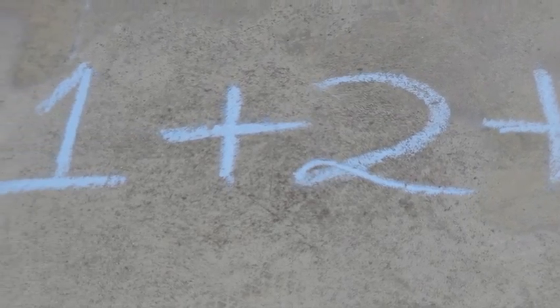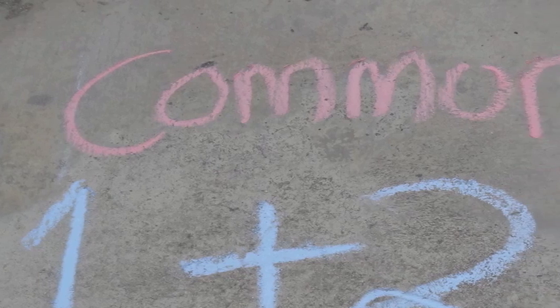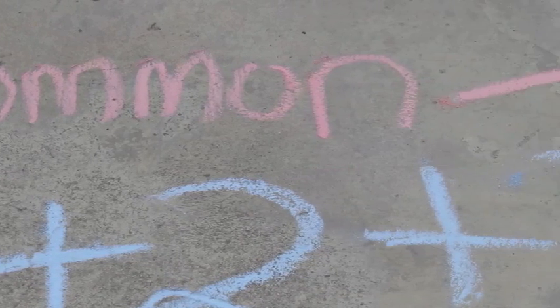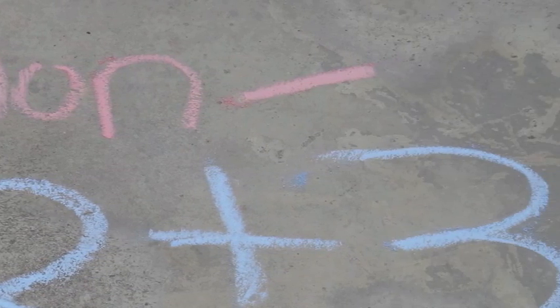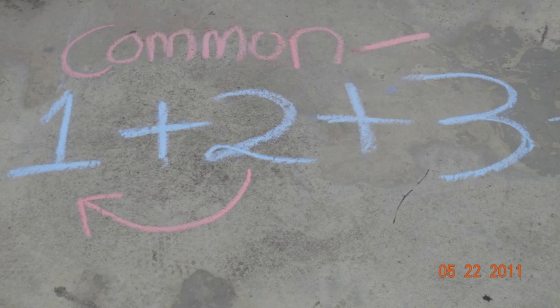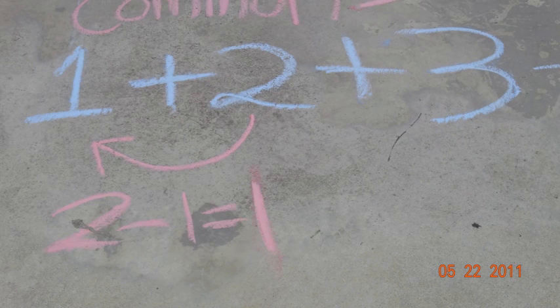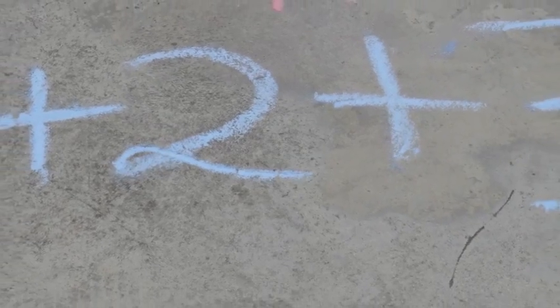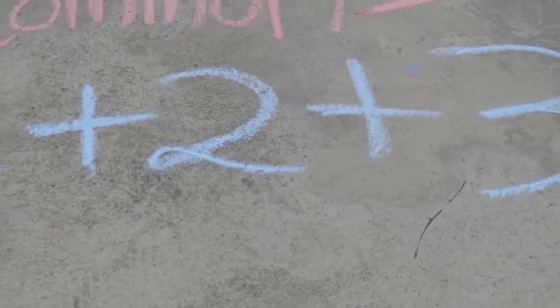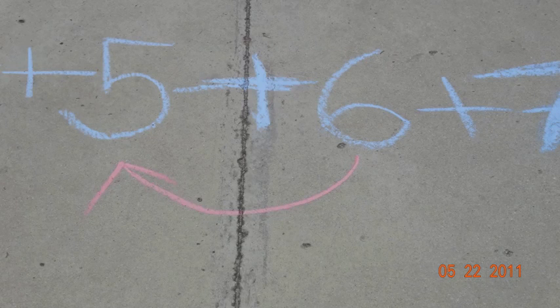To figure this out, you have to look for the common difference. The common difference is the difference between two consecutive terms. And here we take the 2 and subtract 1 to get a difference of 1. To see if this series is actually arithmetic, we need to find the same difference between two other terms.